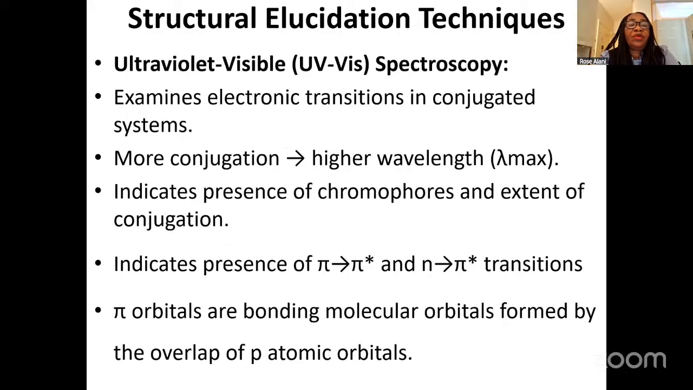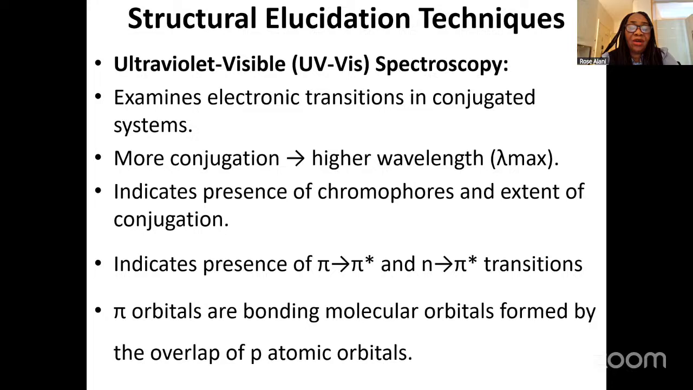Now we also have UV spectroscopy, and it examines electronic transition in conjugated systems. So the more conjugated the system is, the higher the wavelength. And this indicates the presence of chromophores, color-forming compounds, and the extent of the conjugation. It also indicates the transition of the different orbitals here.